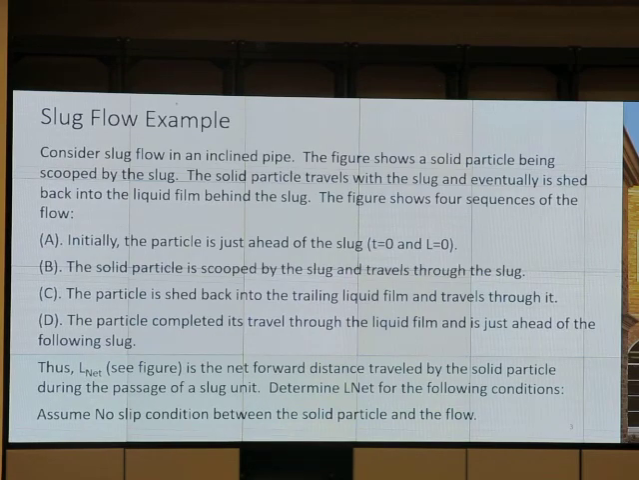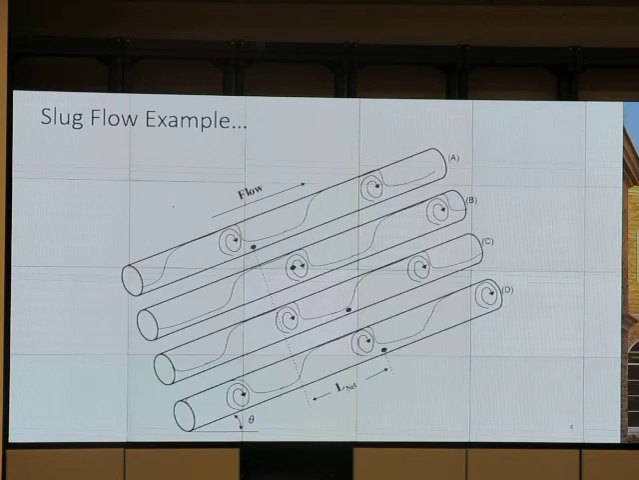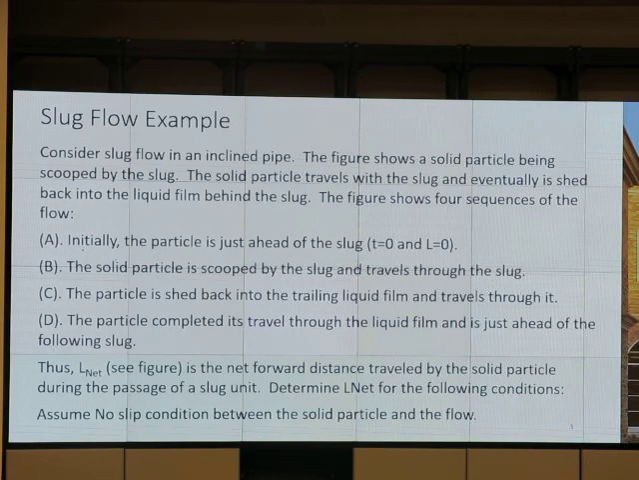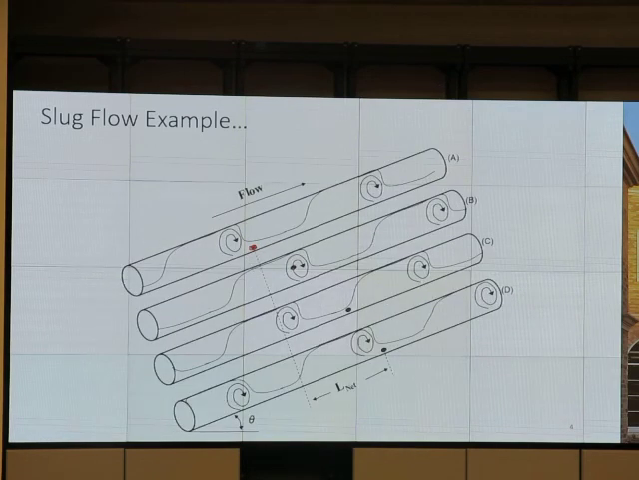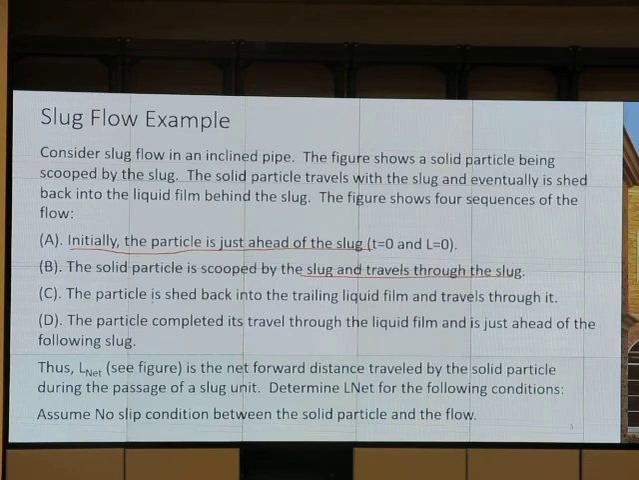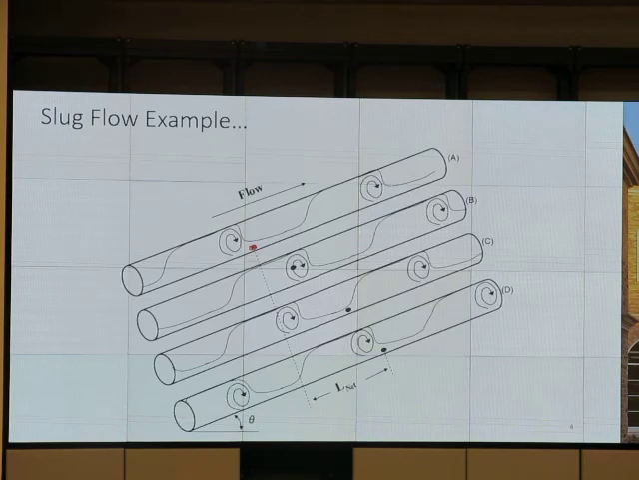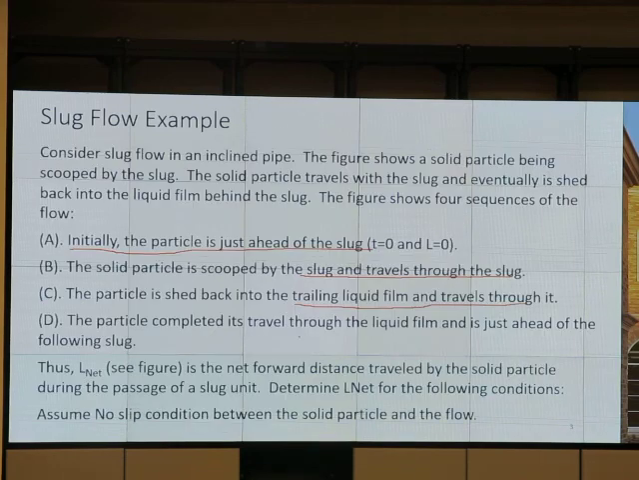Okay, now we deal with the case where we have a particle. In picture A, the particle is over there, and the slug picks it up, rolls it inside, makes it move, travel forward. Initially, the particle is just ahead of the slug. The solid particle is scooped by the slug and travels through the slug. That's picture B, right? The particle is then dropped back into the trailing liquid film and travels through it. So the particle goes into the slug and then is released to the film, travels through it, and then in picture D, the particle completes its travel through the liquid film and is just ahead of the following slug.